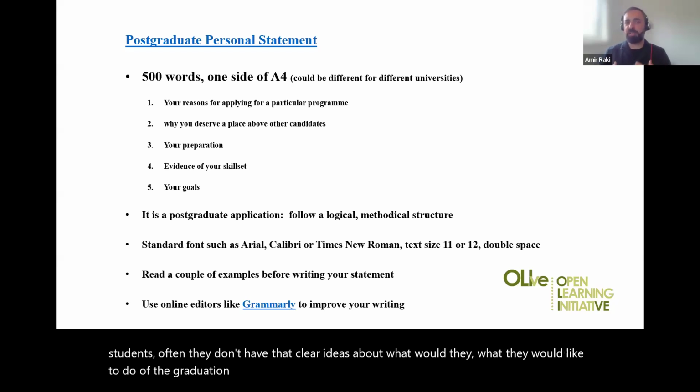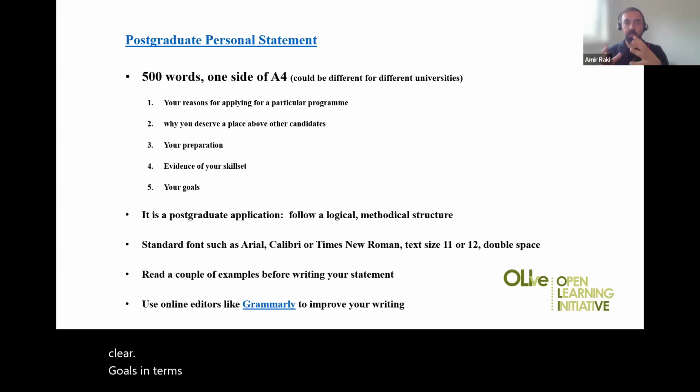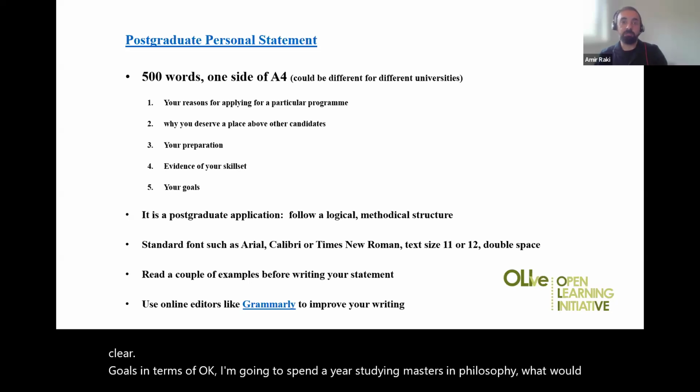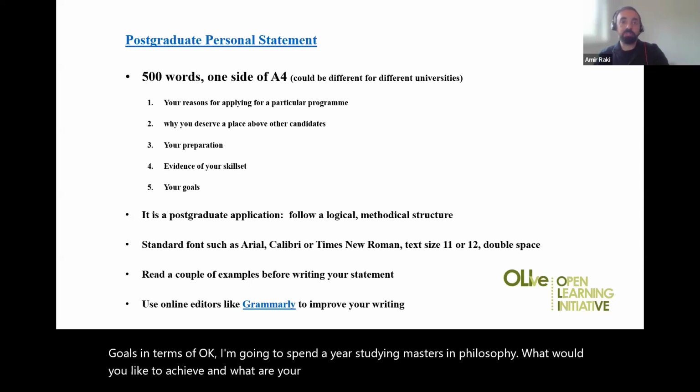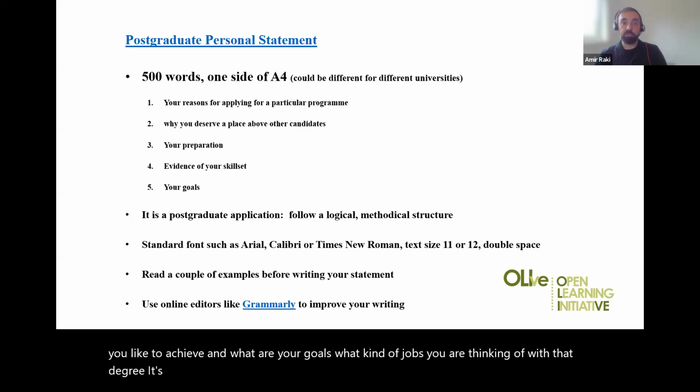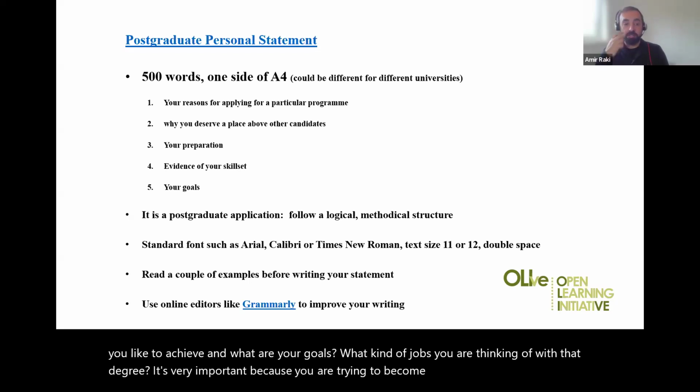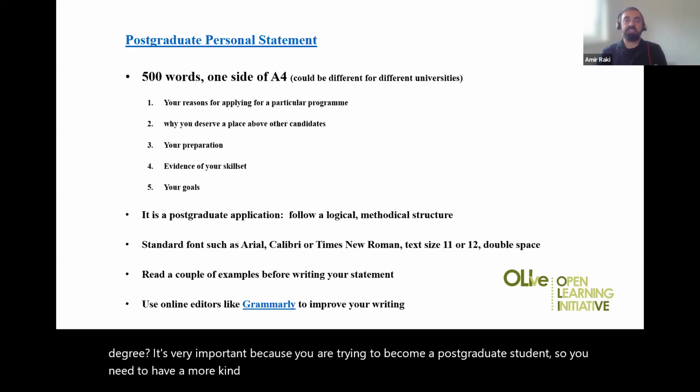But as a postgraduate student, you need to have some clearer goals in terms of, okay, I'm going to spend a year studying a master's in philosophy. What would you like to achieve? And what are your goals? What kind of jobs are you thinking of with that degree? It's very important because you are trying to become a postgraduate student. So you need to have a more sophisticated and better written personal statement.